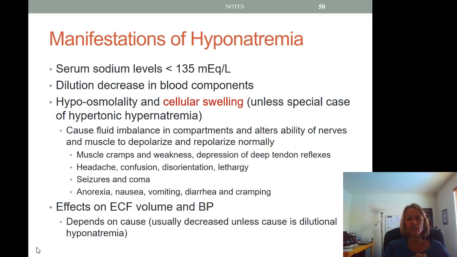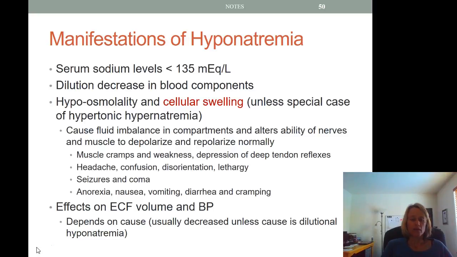Let's look at the manifestations of hyponatremia. Once again, we have serum sodium levels of less than 135 milliequivalents per liter. We see a dilutional decrease in blood components, hypoosmolality of the blood, and cellular swelling. We see this unless we have the special case of hypertonic hyponatremia.